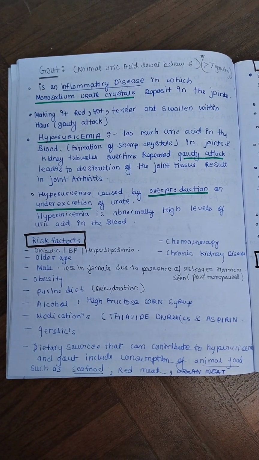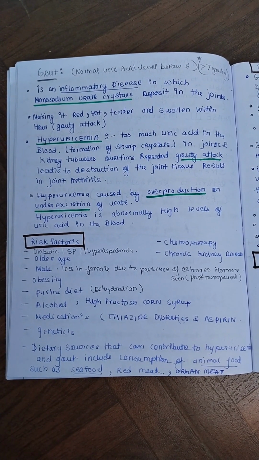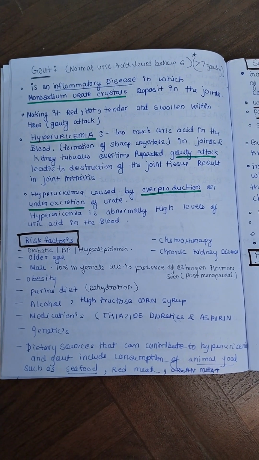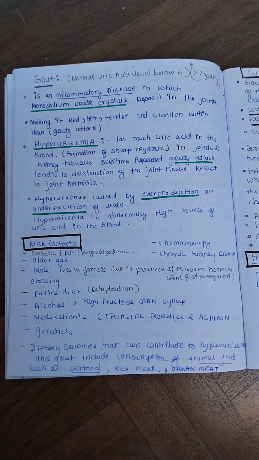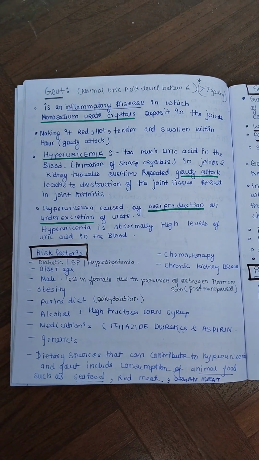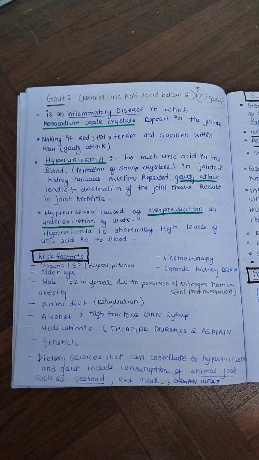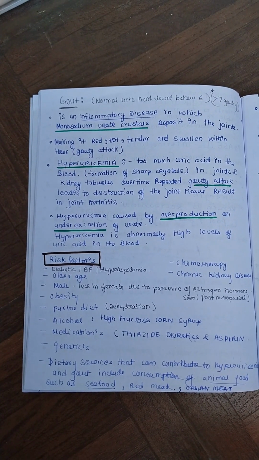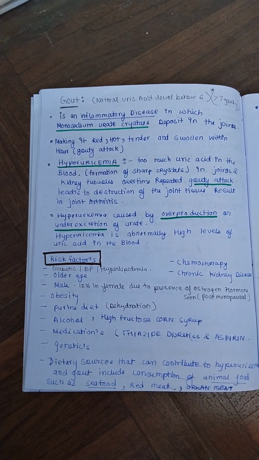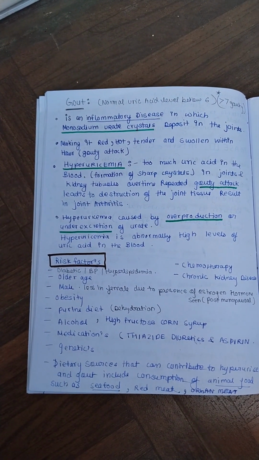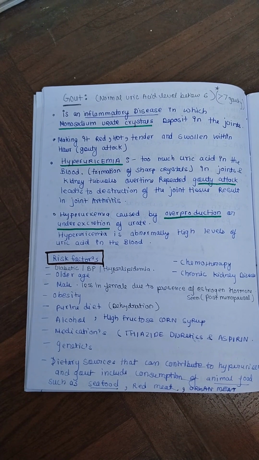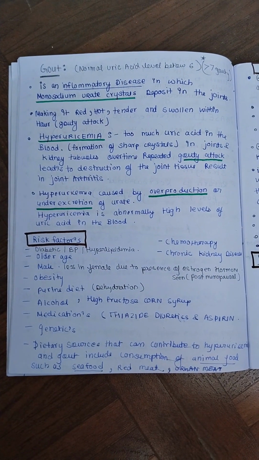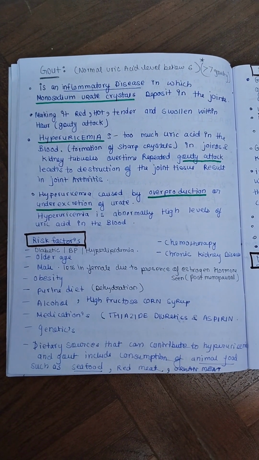Now let's talk about the term hyperuricemia. As the term suggests, hyper means increased, uricemia means uric acid. So there is too much uric acid in the blood that leads to formation of sharp crystals in the joint. Over time, repeated gouty attacks lead to destruction of the joint tissue, which results in arthritis. So hyperuricemia is the increase in the level of uric acid in the blood. Normal uric acid in the blood is below 6, and if it increases above 7, you are at risk of developing hyperuricemia and gout.